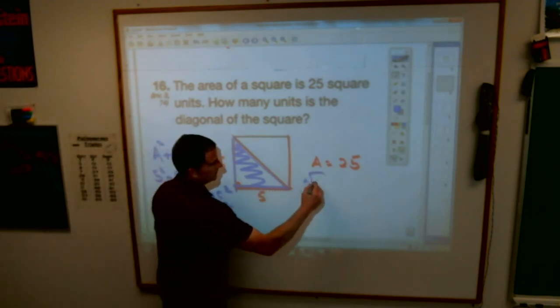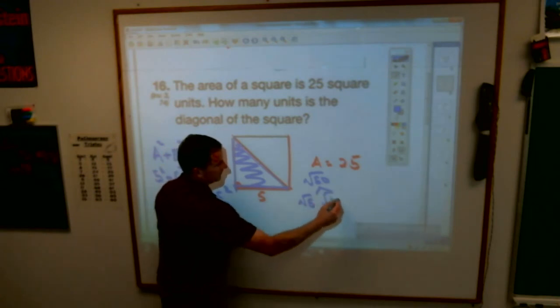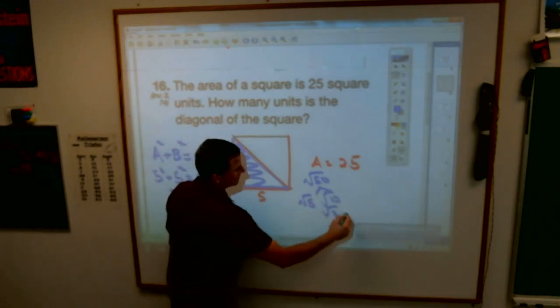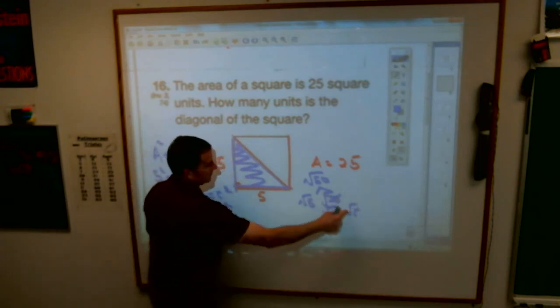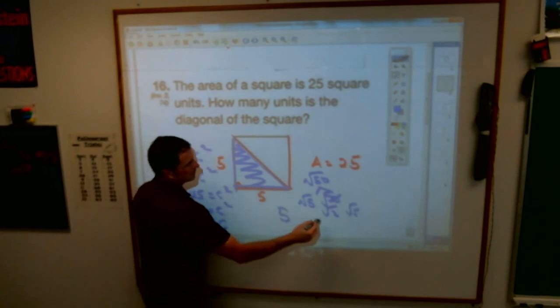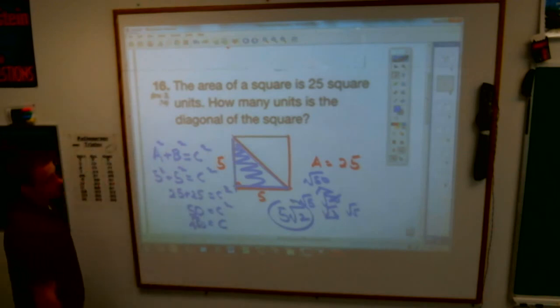What does the square root of 50 equal? Now, if you break it down, it's the square root of 5 times the square root of 10. The square root of 10 is the square root of 2 times the square root of 5. Two identical square roots give me a normal number. The square root of 2 doesn't cross off with anything, so your side has to be 5 times the square root of 2.